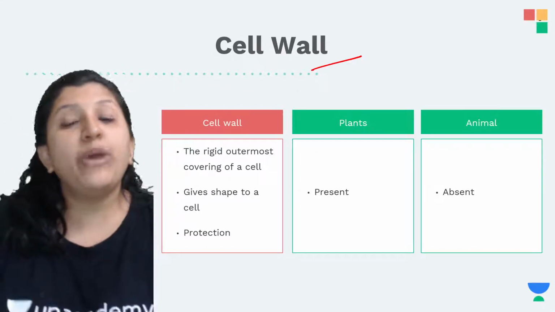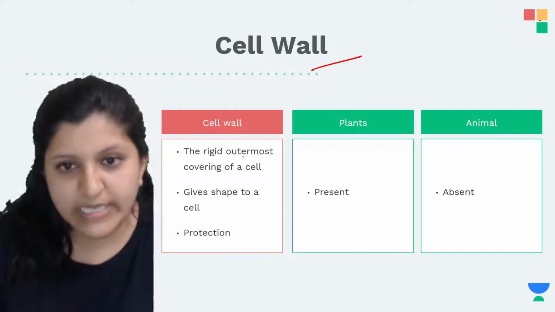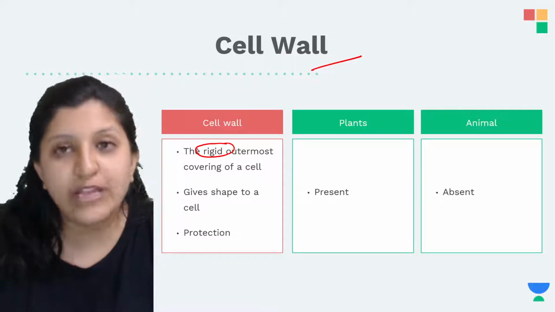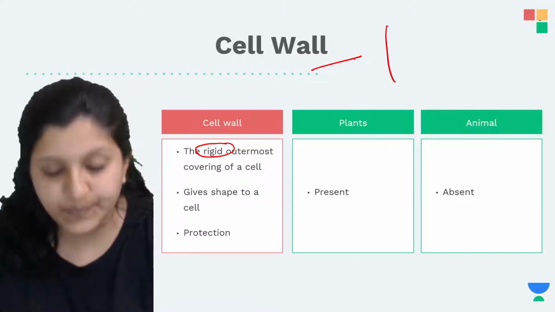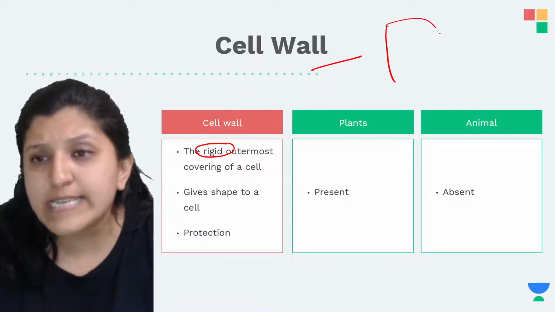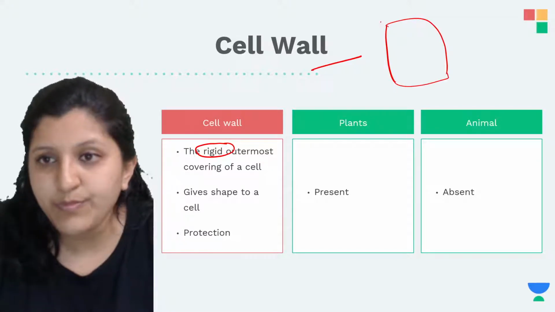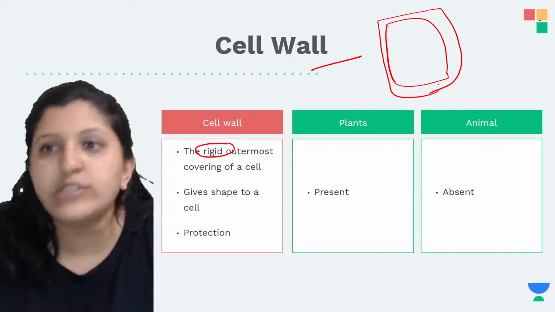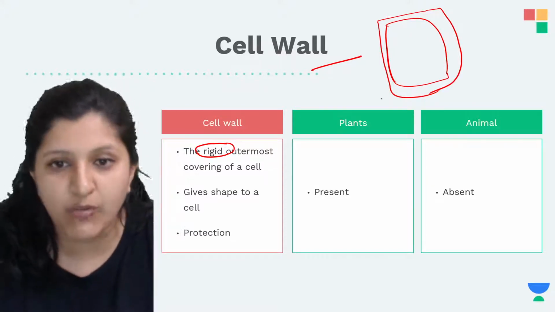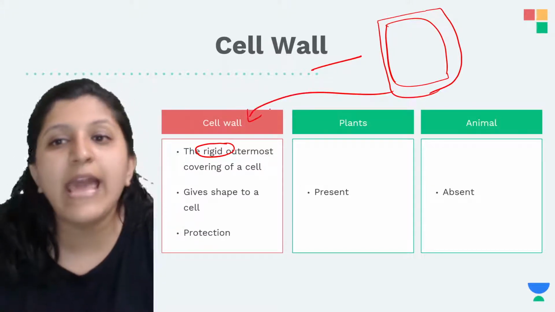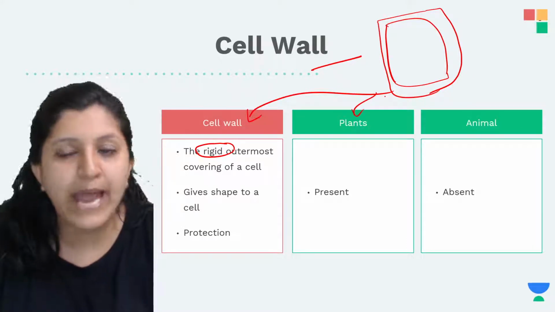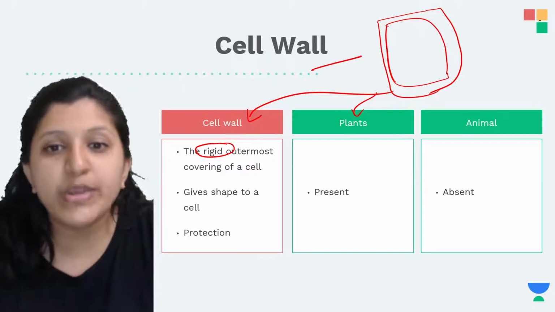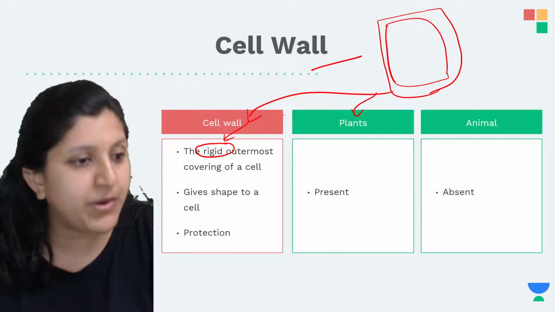Okay, so when we mention a cell wall, it is the outermost one, and it is a rigid one. That is in case of a plant cell. Let's say this is a plant cell now. What you see is this outer covering, that is the cell wall. So cell wall can be found in case of plants, but the animals do not have this cell wall. It is a rigid cell wall.